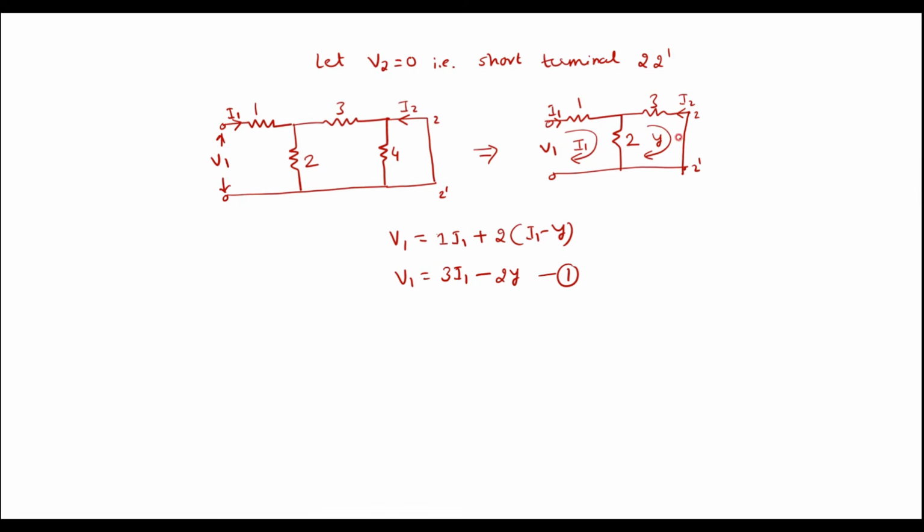So now I'll apply KVL to this loop. I can write 0 is equal to, as there is no voltage source, the voltage drop across the 3 ohm resistor is 3Y plus the same current flows through the 2 ohm resistor, that is 2 into (Y minus I1), or I can write it as 5Y minus 2I1, or 5Y is equal to 2I1, or Y is equal to 2 by 5 I1.